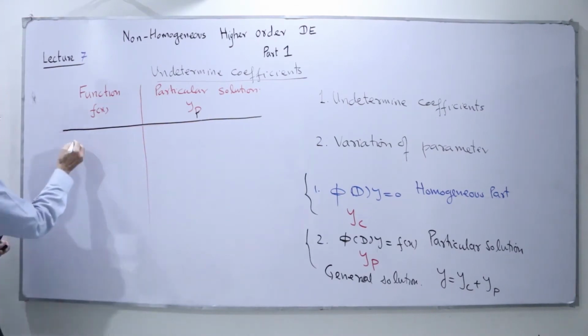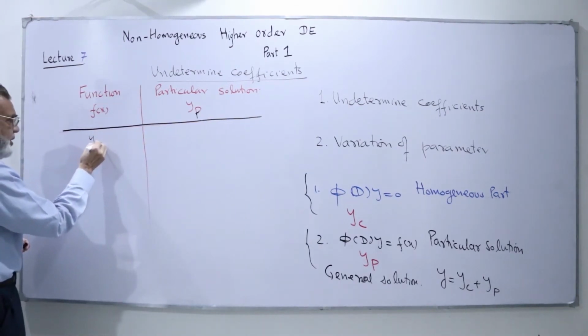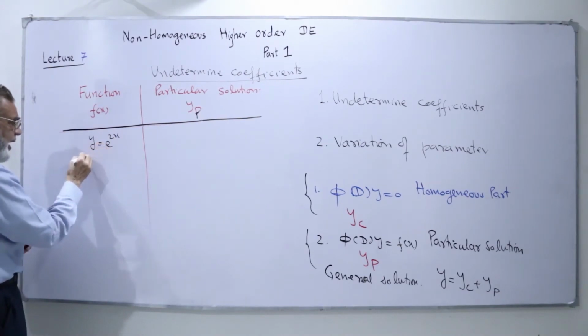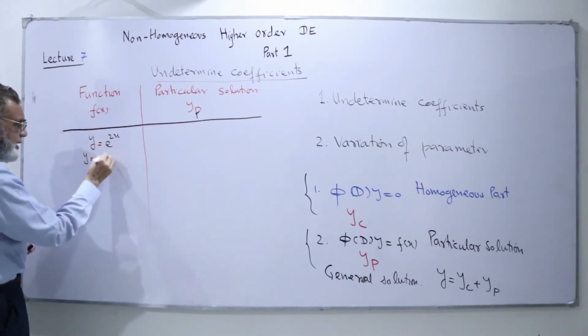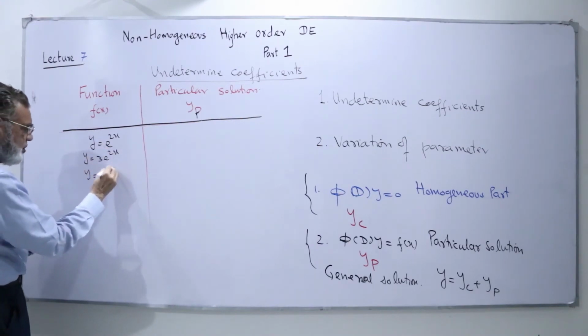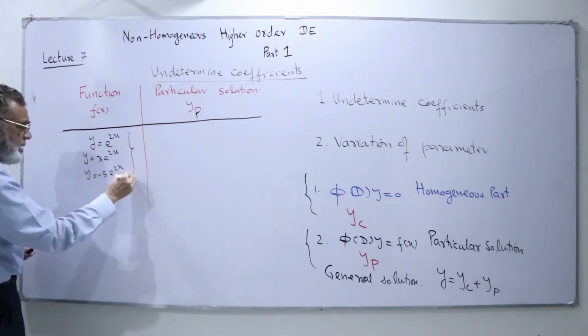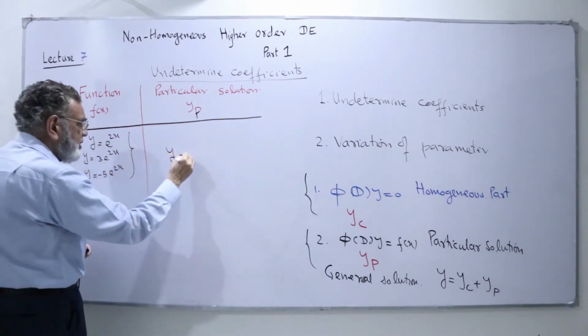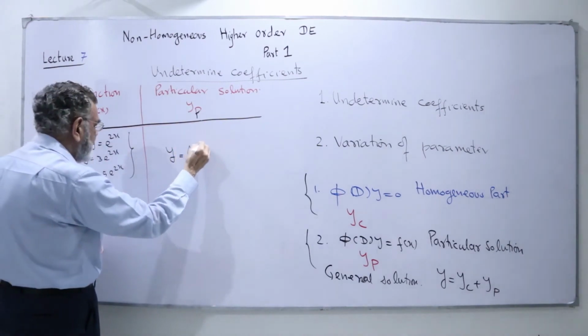Now with the exponential function, for example, I have y equal to e to power 2x. So look at the coefficient. It can be y equal to 3 e to power 2x. It can be y equal to minus 5 e to power 2x. So for all of these, we look at the coefficient. The coefficient is constant. So we get a e to power 2x.